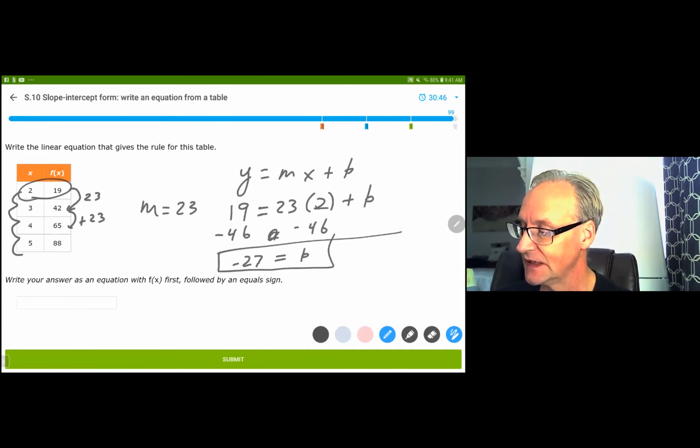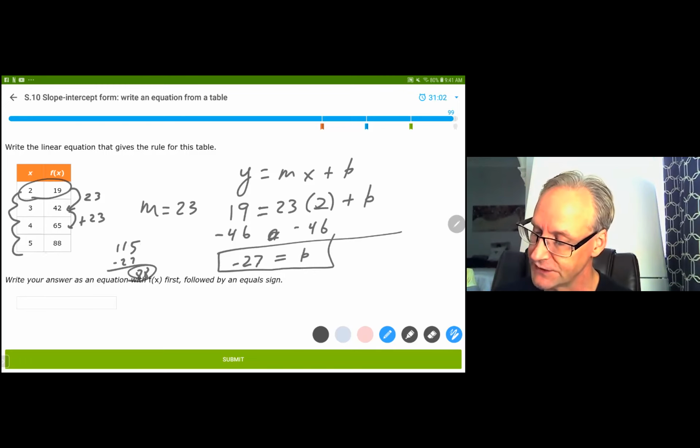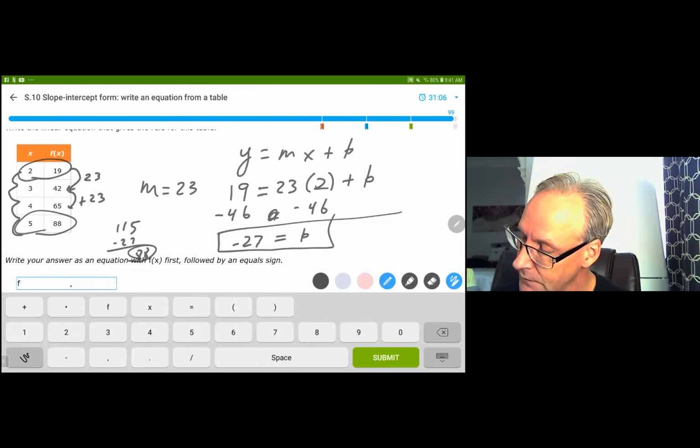Well, let's test one last one. Let's take 23 times 5, which is 115, and then we take away the 27. And 27 from 115 does make 88, so it does work. I was testing this last point. So we have f of x equals 23x, looks like minus 27. Don't forget the space.